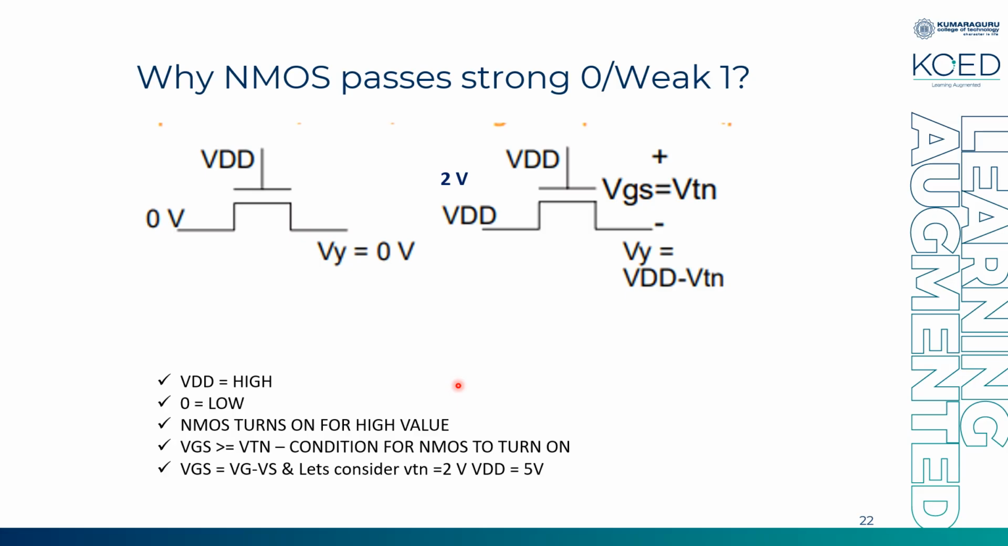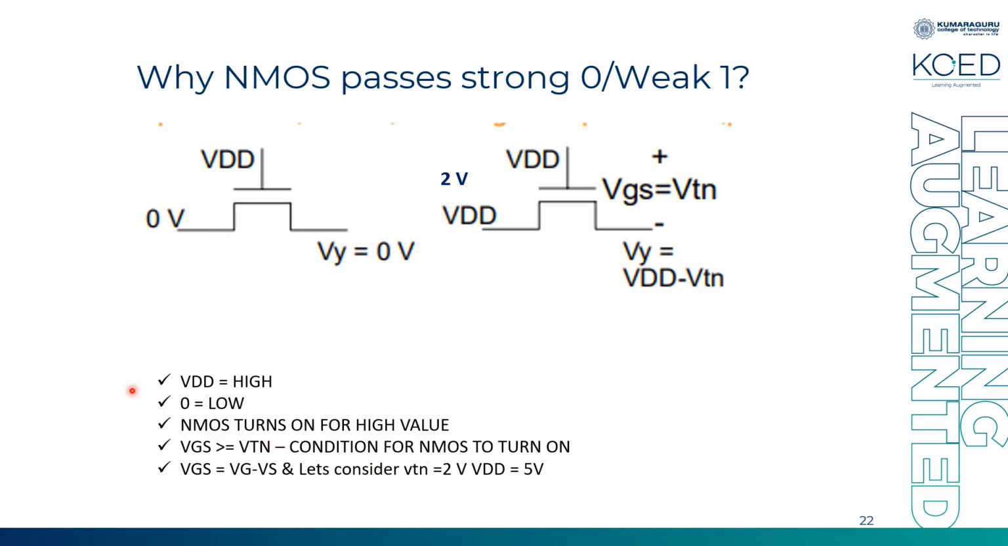And what is the condition for NMOS to turn on? Whenever you give NMOS a higher value, logic 1 across the gate, your NMOS will turn on. What is the condition to make the transistor sustain in linear region, or sustain in an on state? VGS greater than or equal to VTN. If your VGS is greater than or equal to the threshold, your transistor remains in on condition.